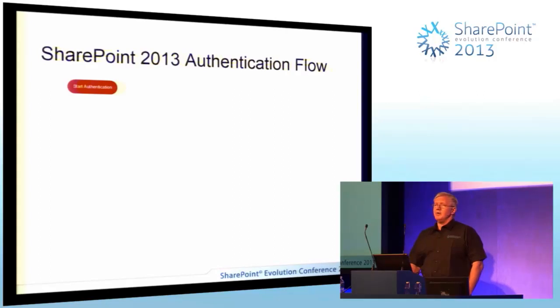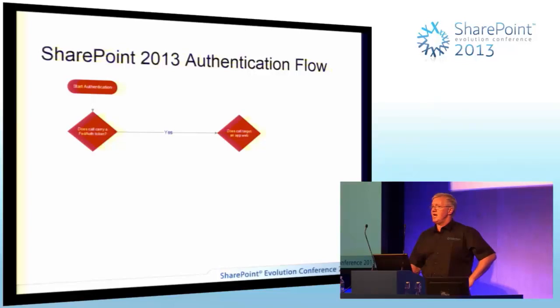Okay, so you're SharePoint. A CSOM or REST API call comes in. So you're saying, let's start the authentication process. Is there a FedAuth token? If there is a FedAuth token, does it target the app web? And it can just consult the list of app webs. It's got a mapping table inside there. If not, regular call, user authentication. If the user has permissions, the call succeeds.